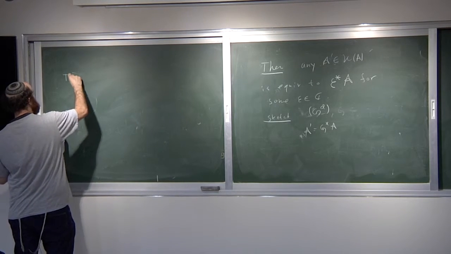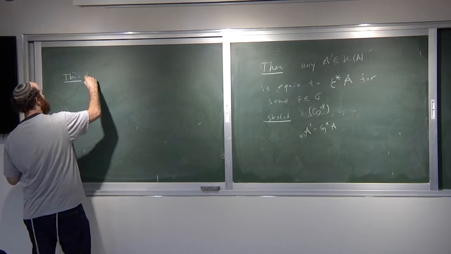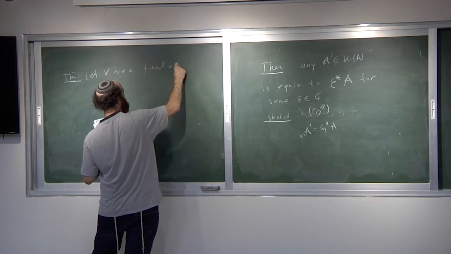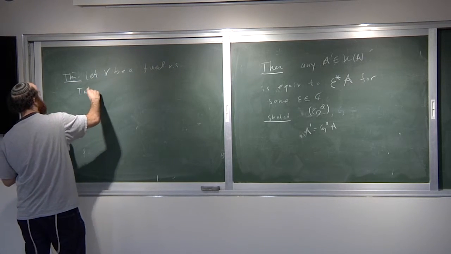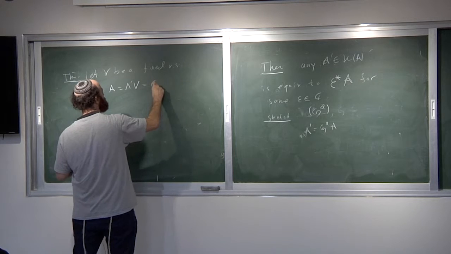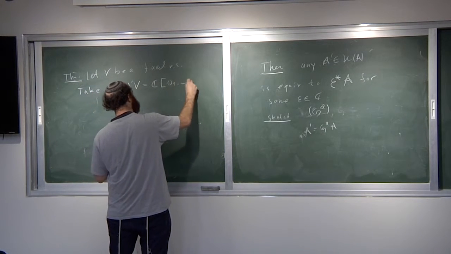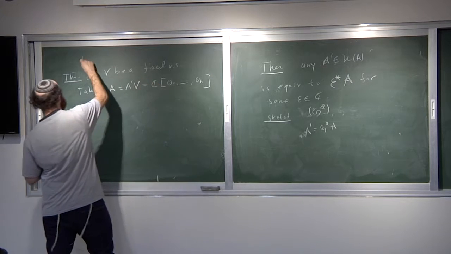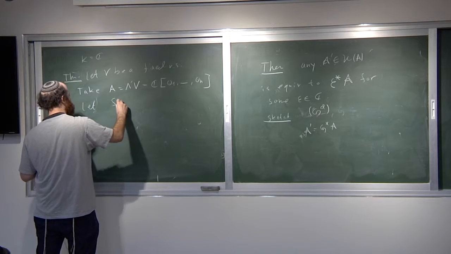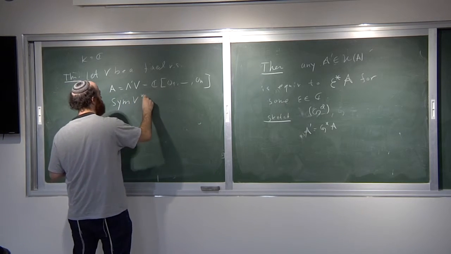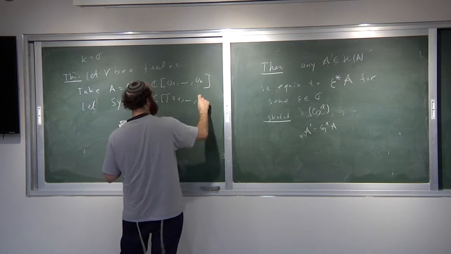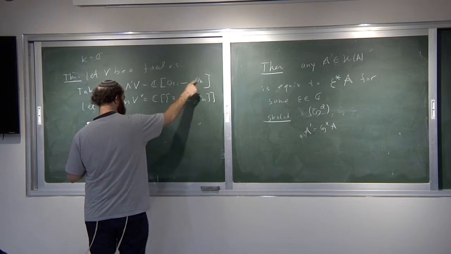What we need is the following theorem. Let V be a fixed vector space, and we take A to be the exterior power of V, and let's pick a basis, which will be theta 1 to theta n, and our field here is going to be assumed C. And let's consider the symmetric power of the dual, where this is the dual basis of this, okay?